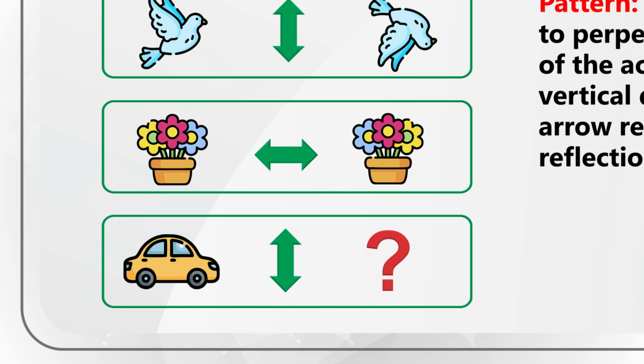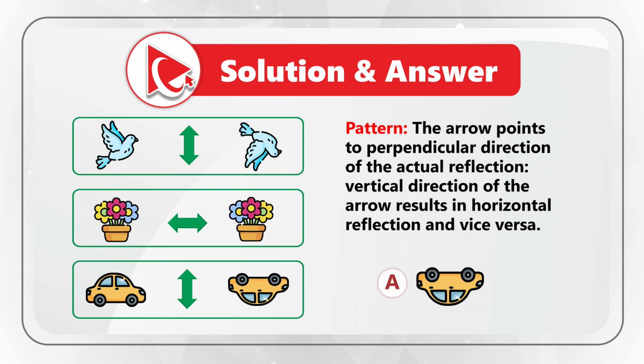Let's look at the third row to get to the correct answer. Because the arrow goes from top to bottom, we need to use horizontal reflection, which means that the correct answer here is choice A. Did you get to the same answer?